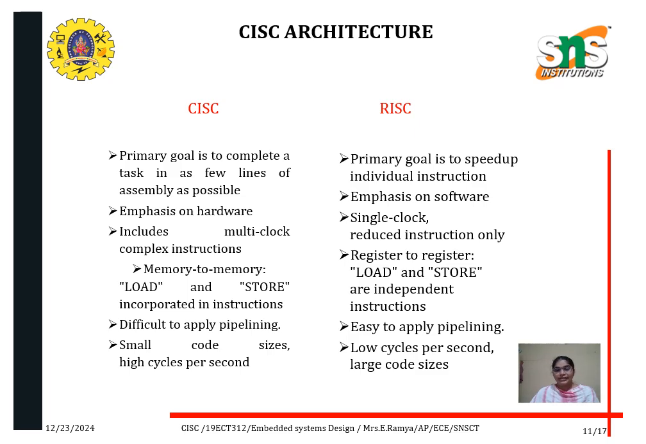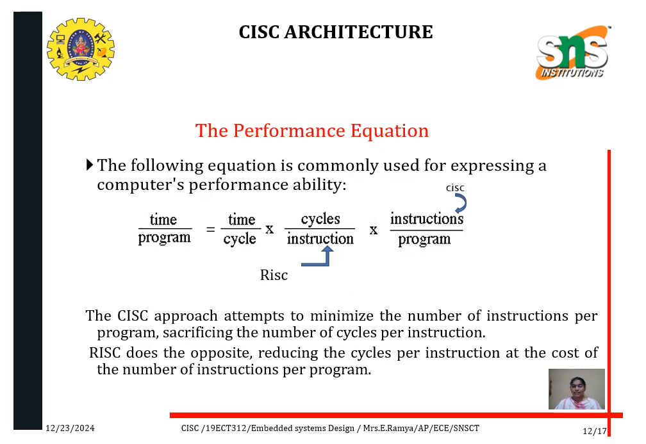RISC's primary goal is to speed up individual instructions. The emphasis is on software, and a single clock cycle is needed. Register to register; load and store are independent instructions. It is difficult to apply pipelining in CISC architecture. So this slide is very important: the performance equation, how processor performance is calculated.